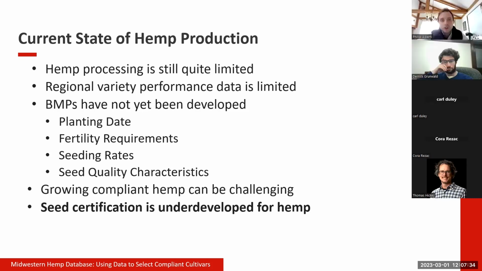Where we've seen an increase lately is in grain and fiber processing, where there are estimated to be about 20 processors online in 2023, which is significantly more than we've had in the last 3 or 4 years. Regardless of all the processing, we're still figuring out how to grow hemp and to do it well. So regional variety performance is limited, as well as best management practices for hemp. This is true for grain, fiber, and cannabinoid hemp. We have a long way to go. All this is to say that growing compliant hemp is a challenge, and you're going to see that with some of the data I present shortly.